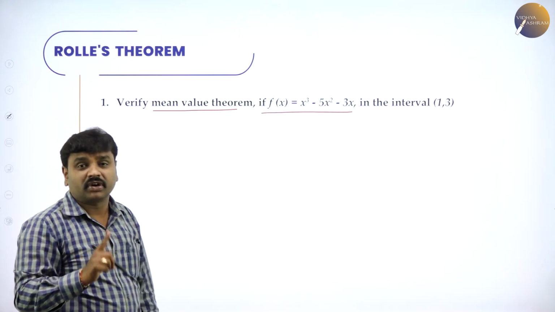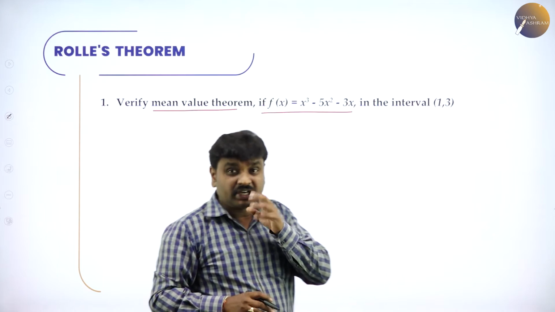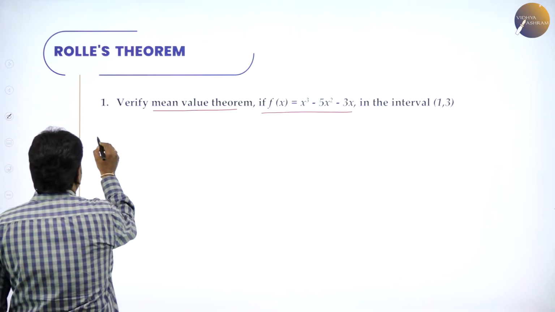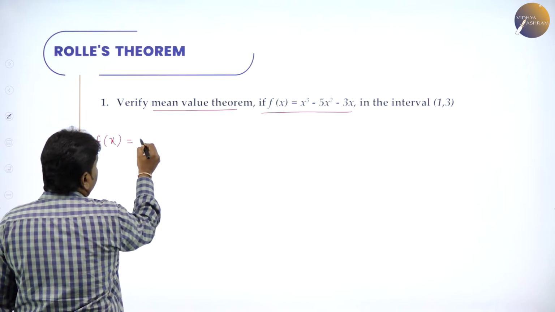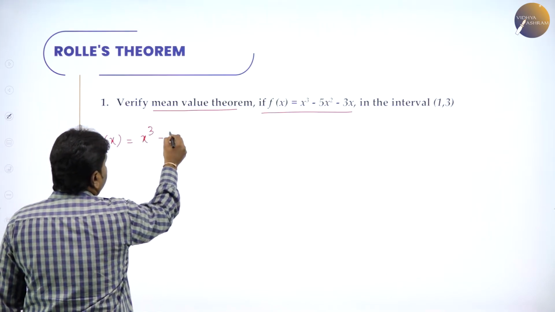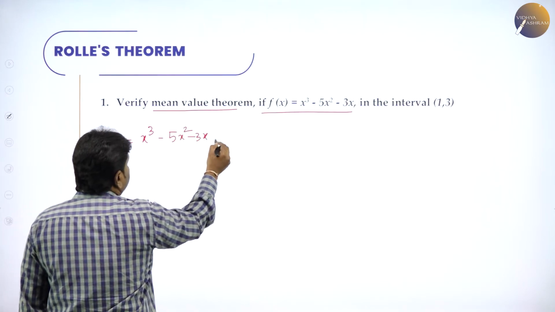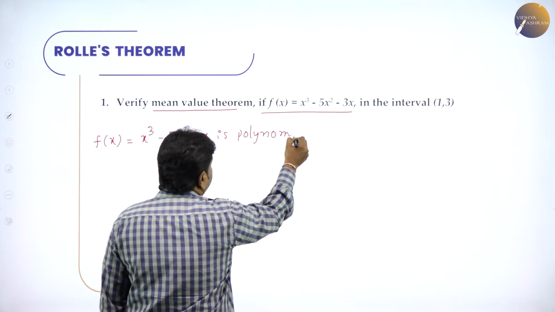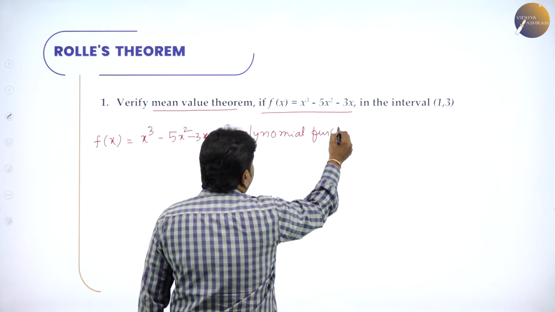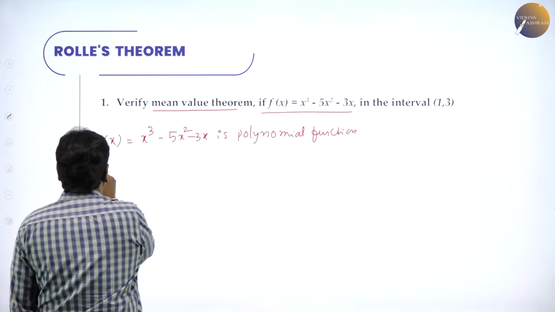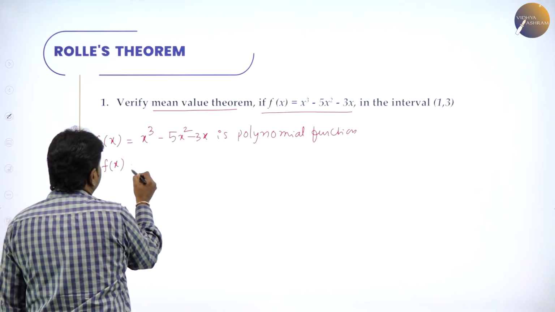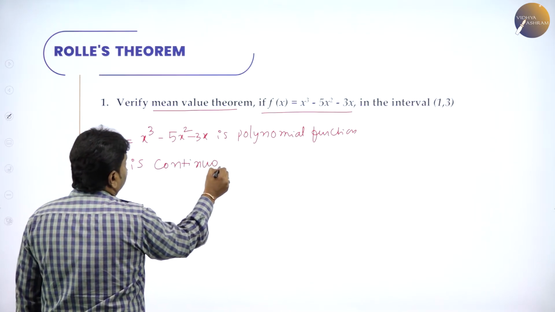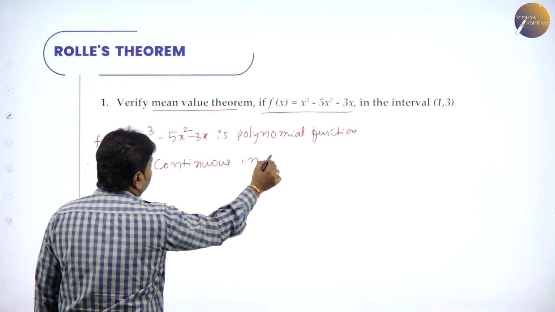All polynomial functions, what I taught you, are continuous in what? Closed interval. So first step, what will we write? First we'll write f of x is equal to the given function, x cube minus 5x square minus 3x. It is a polynomial function. So therefore f of x is continuous in the closed interval, that is 1 to 3.